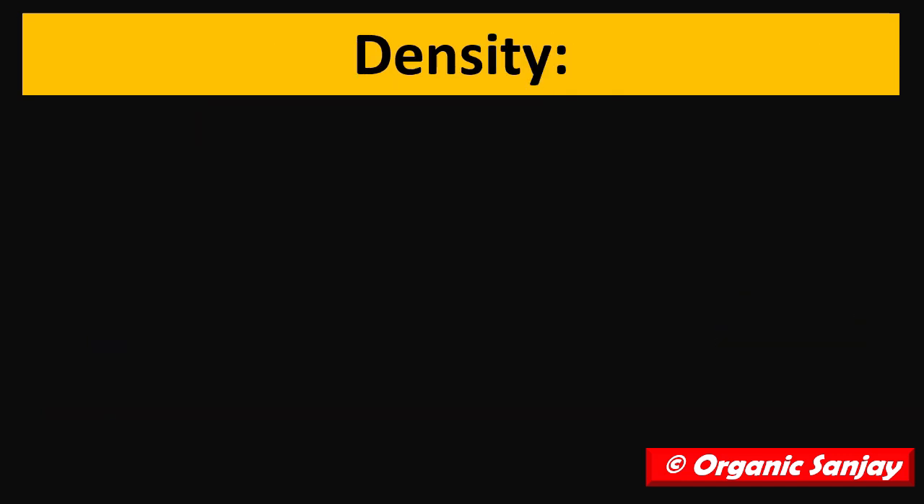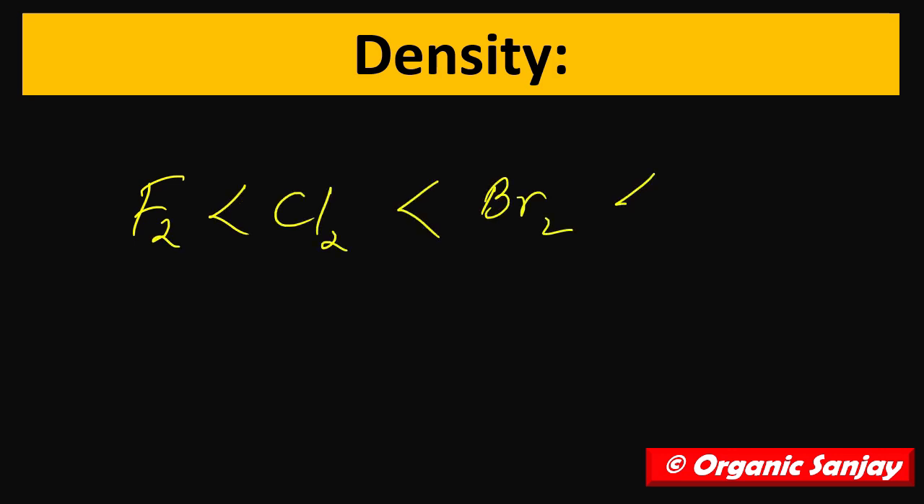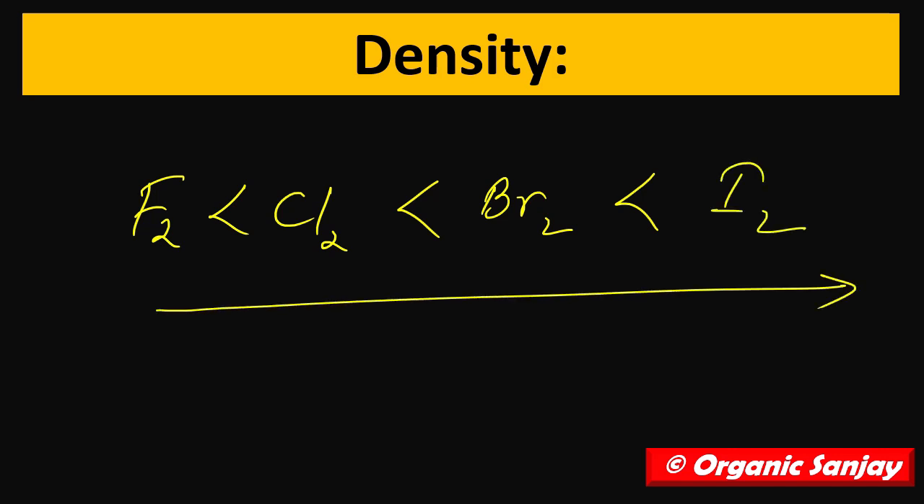Now regarding density, in a similar way, the density of these halogen atoms also goes on increasing from fluorine to iodine. So fluorine, chlorine, bromine, iodine. So this is the order of density for halogens.